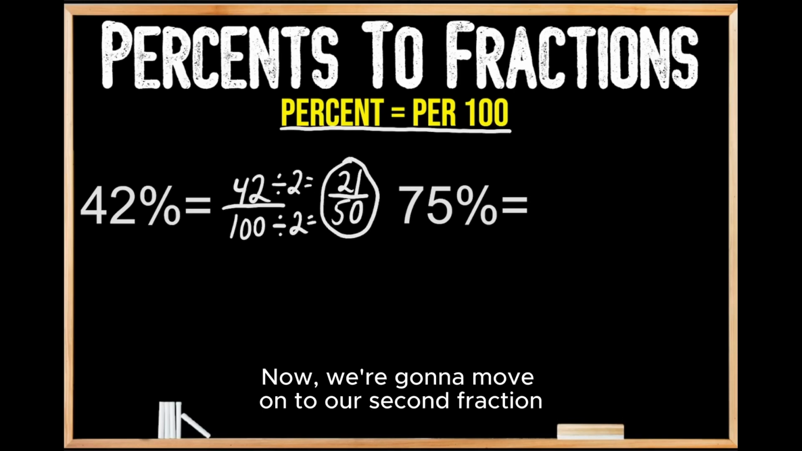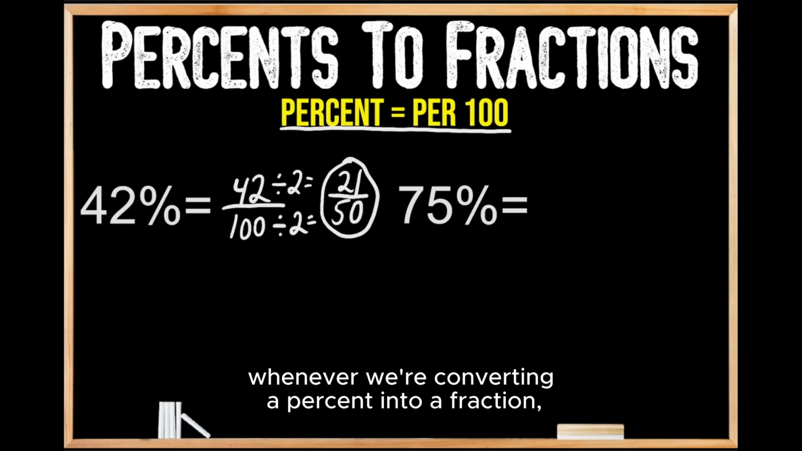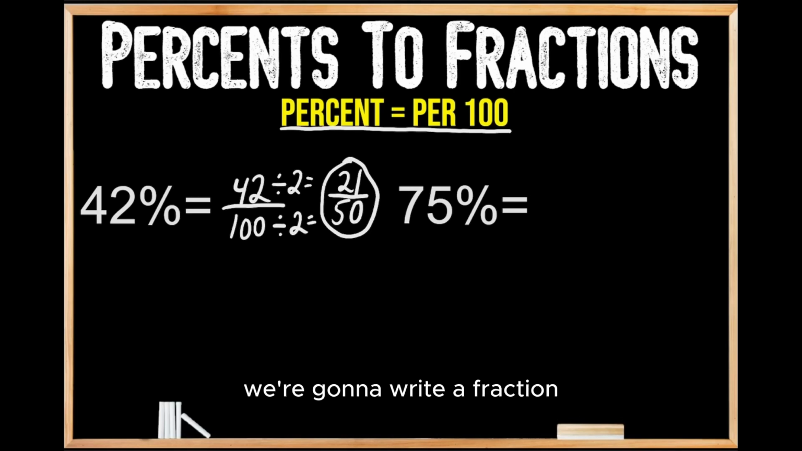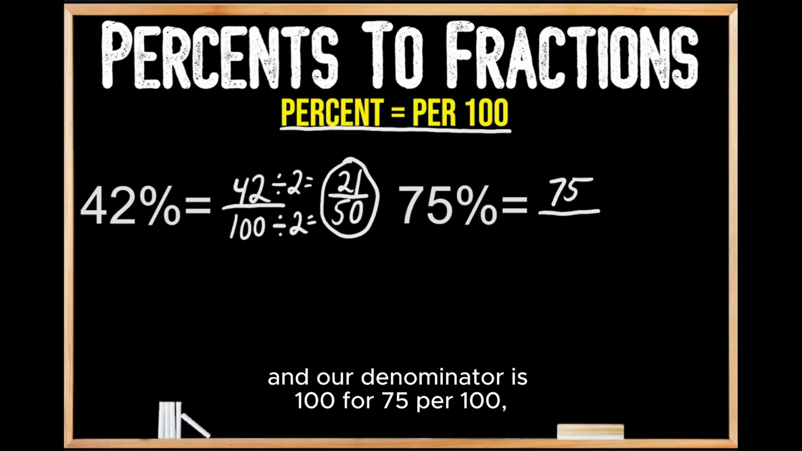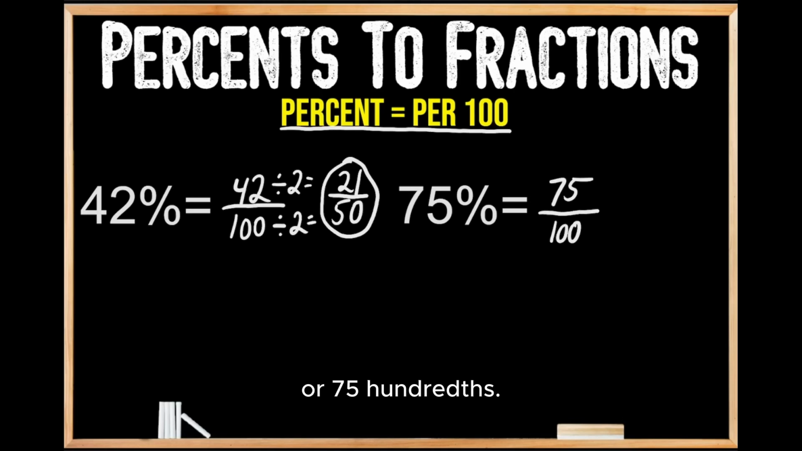Now we're going to move on to our second fraction, and we'll remember that whenever we're converting a percent into a fraction, we're going to write a fraction where the value of the percent is our numerator and our denominator is 100 for 75 per 100, or 75 hundredths.